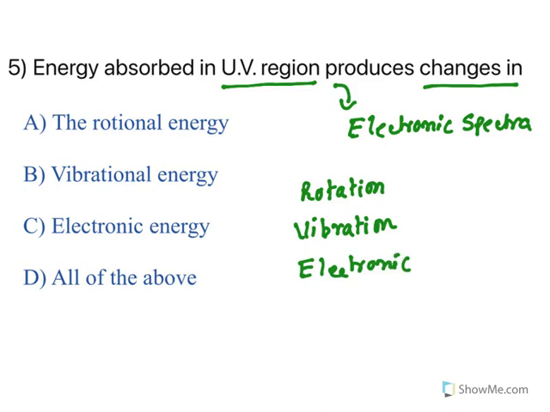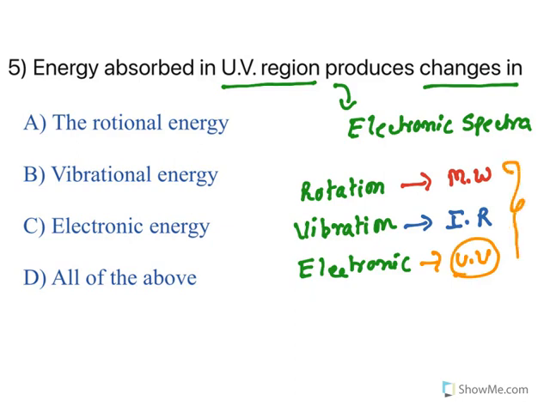Now see, energy is quantized. That means to get rotations, microwave energy is enough, whereas to get vibrations, infrared radiation is required, whereas for electronic transition, ultraviolet radiation is required. But when you give ultraviolet radiation, it includes all three: rotation, vibration, and electronic energy changes will occur. So the question is, energy absorbed in UV region produces rotational, vibrational, and electronic energy. So option D is correct. It is not only electronic, it includes all three. This is again a tricky question. Moving to the next one.